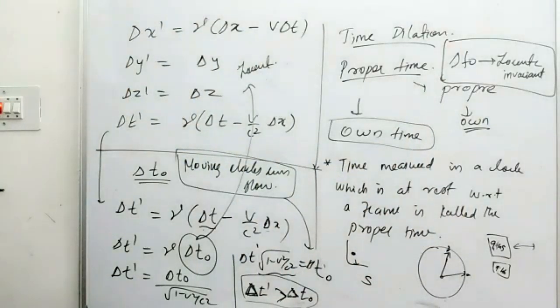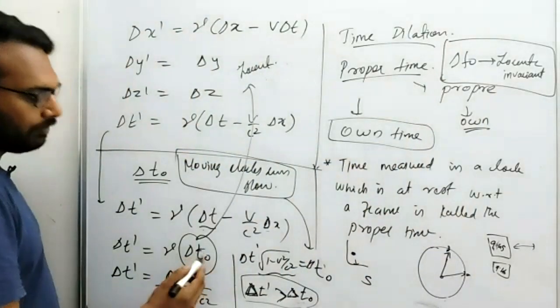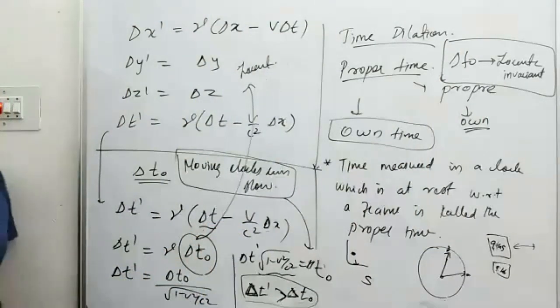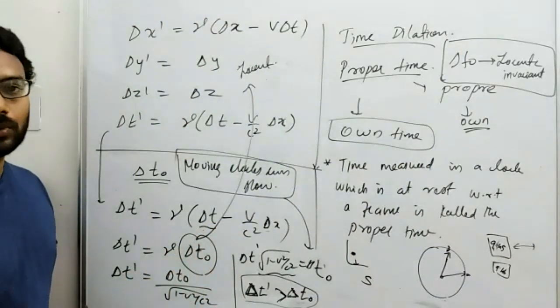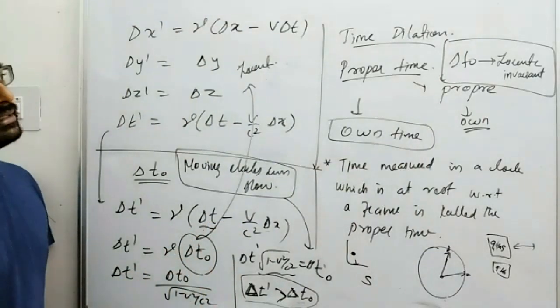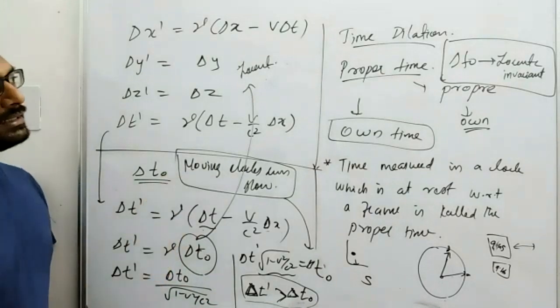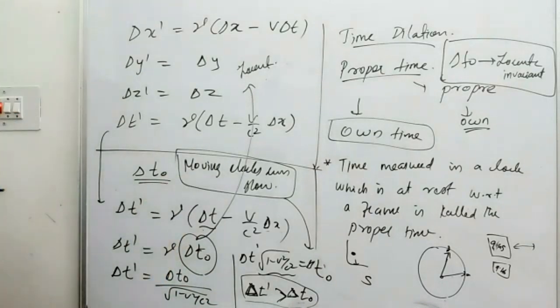It means that this quantity, delta t0, the proper time, every observer will agree on the proper time between two events. This is a very important thing. We'll see why this is important, but you have to remember that this is a Lorentz invariant quantity.